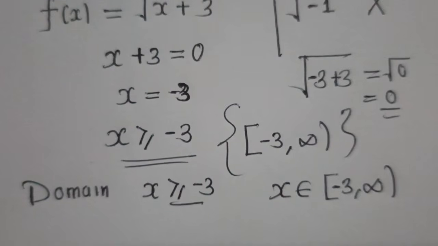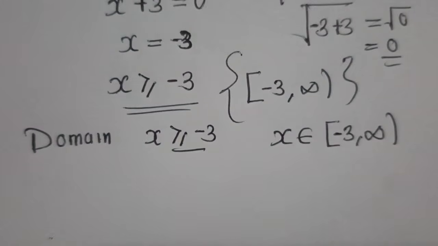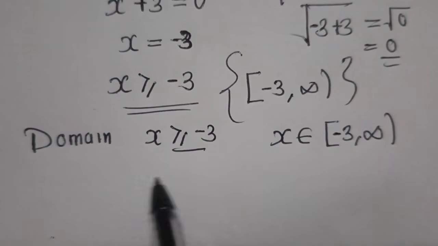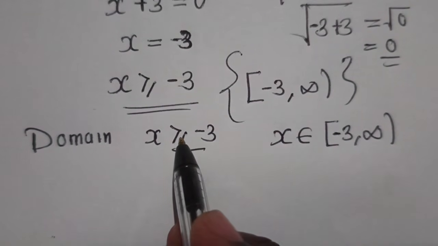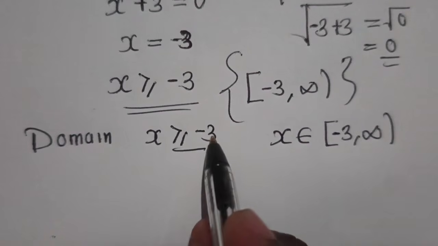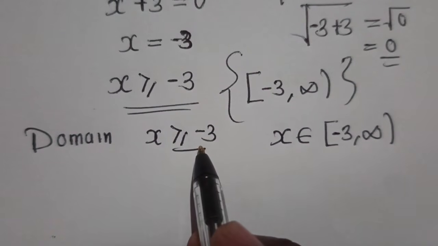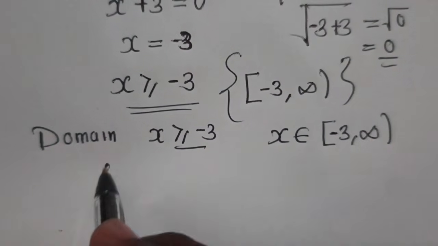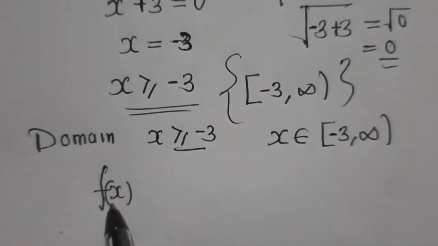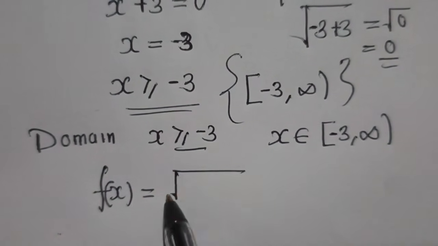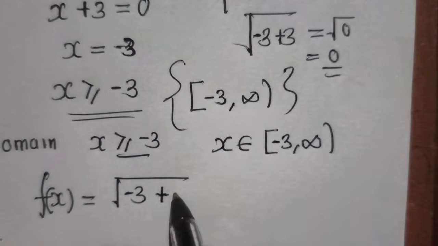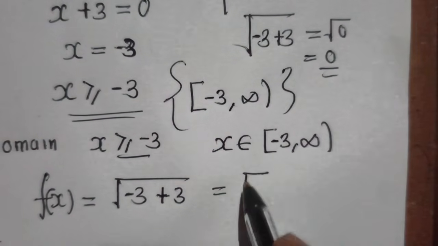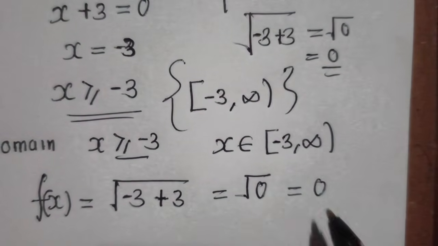Okay, so that's it. Now for the range, what we can do here is just to say, okay, since these values are going to the positive, so just get the minimum value. Okay, what is the minimum value? It's -3. So when we get the function that we have, and then we substitute -3 where x is, this will give us the square root of 0, which is 0.